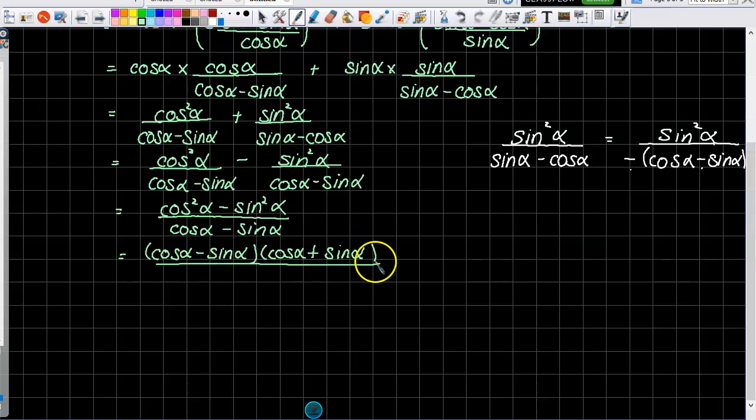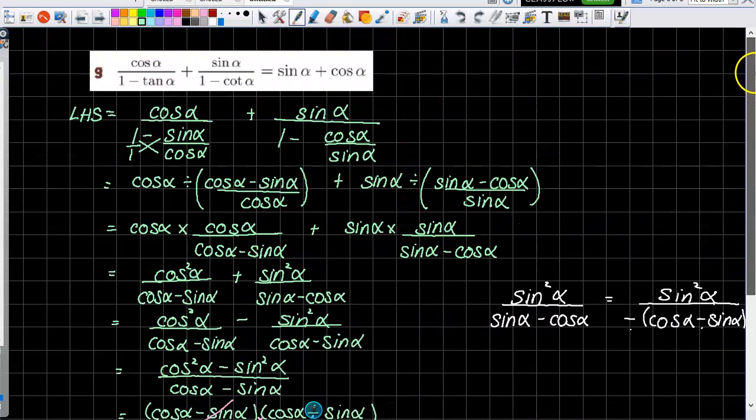A lot of alphas. Cos alpha takes sine alpha. And because there's a times in between there, then I'm allowed to just cancel that out. And so that leaves me with cos alpha, and I'm really hoping that this is my right-hand side. Yay! That's what my right-hand side was.